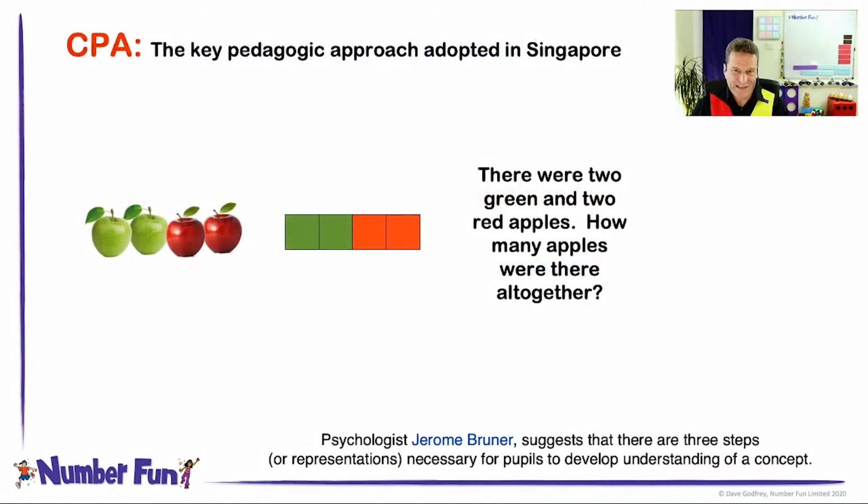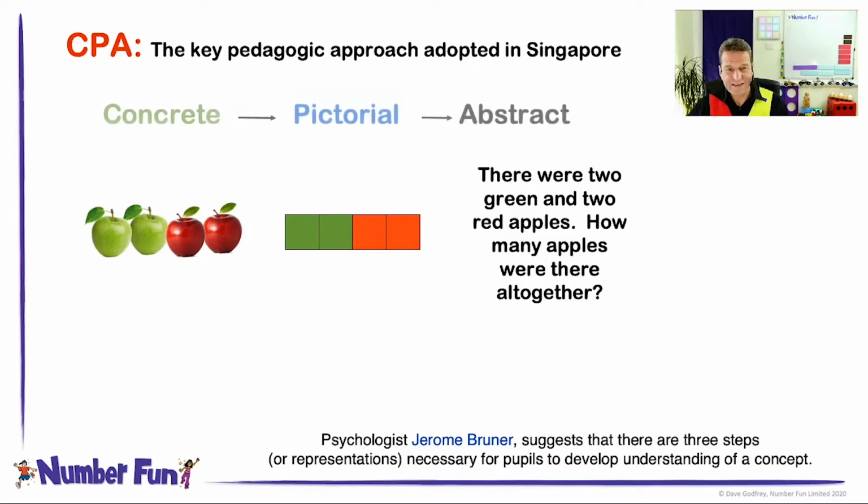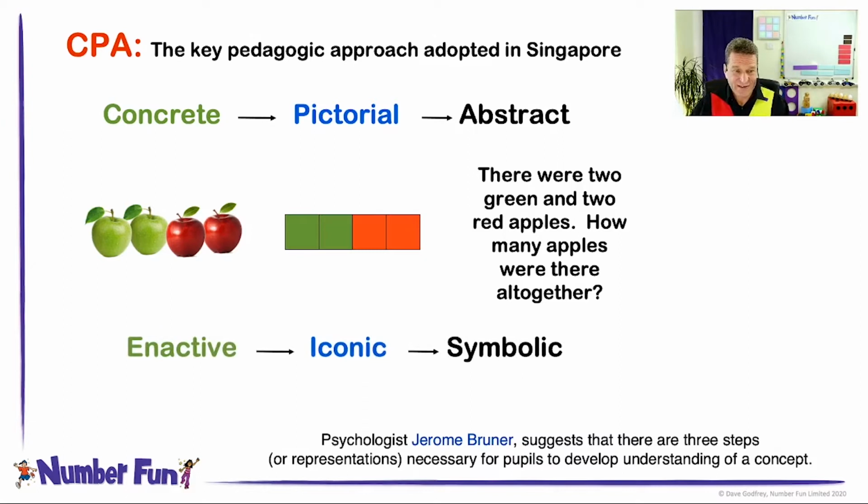Bar modelling fits in with the CPA approach. Bruner suggested in the 60s that children need three representations or three steps to help them develop conceptual understanding of a mathematical concept. They need concrete resources, pictorial representations of those concrete resources to help them really understand what's going on in the abstract. He suggested enactive, iconic, and symbolic. So those are the names he used. Bar model definitely fits in with this approach.